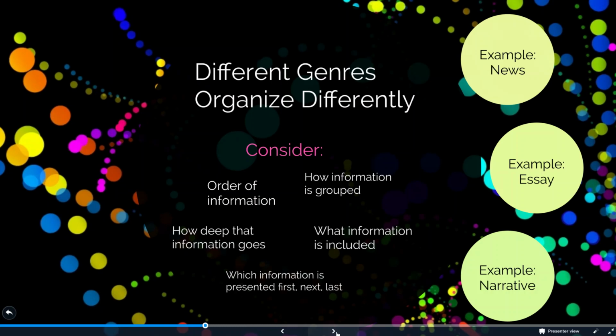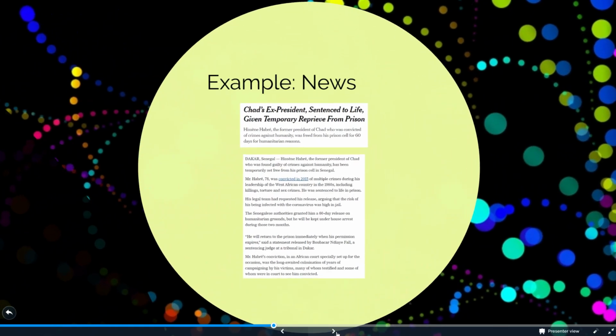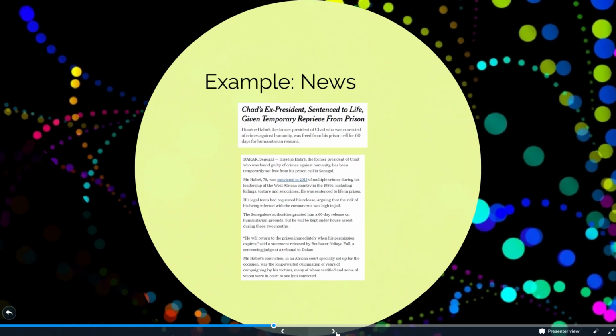So some of this is going to require you to look at whatever genre you're writing in to determine how that genre presents information. So I have a few examples here. Let's start with looking at a news article. This is just a snippet of the news article. It was quite a long one, but we can still get a sense of how the information was included just from this.